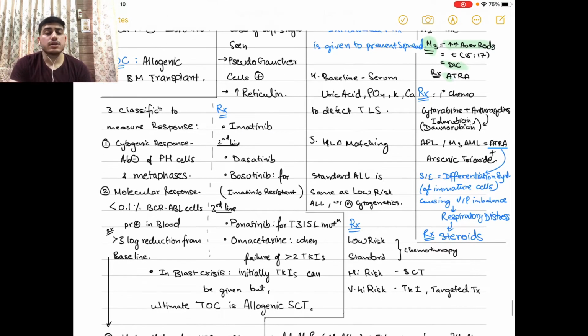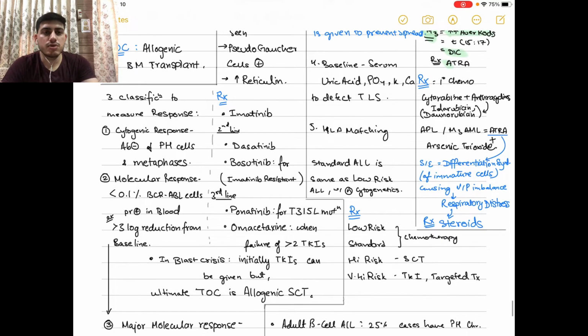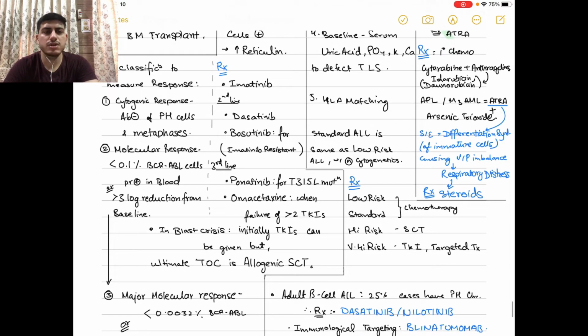Okay, then there is something you will read in pathology, that is pseudo-Gaucher cells are present there, and also the level of reticulin in BMA is elevated. So the treatment of choice here obviously will be, well, just remember it. Wherever you will read Philadelphia chromosome, that means it will increase tyrosine kinase, which will stimulate the growth of the cells, leading to cancerous cells.